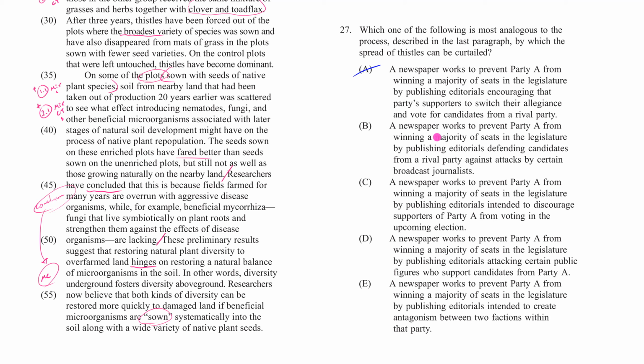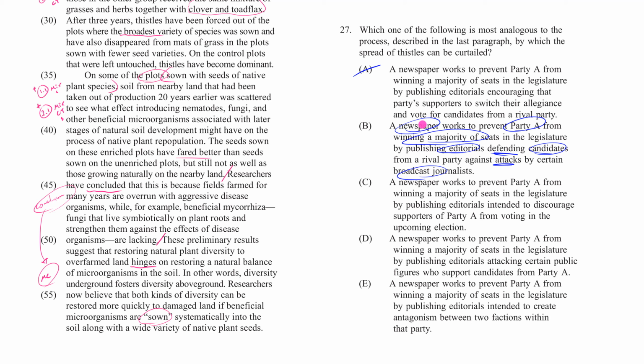Let's take a look at B. Again, in newspaper, so we have the researchers. They're working to prevent thistle from dominating. Okay, good. By publishing editorials again, defending candidates from a rival party. Oh, so these candidates from a rival party would be the native grasses and herbs. And we're publishing editorials to defend the native grass and herbs from attack by certain broadcast journalists. So what is attacking our native grasses and herbs? The aggressive disease microorganisms. They're the ones that are attacking our good plants.